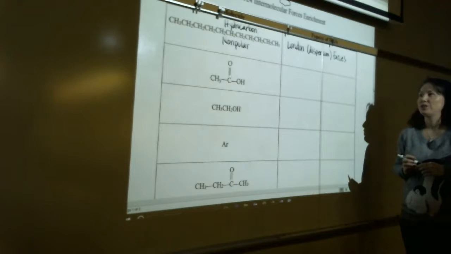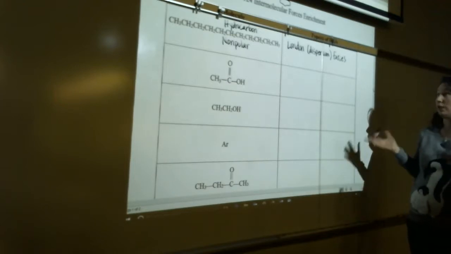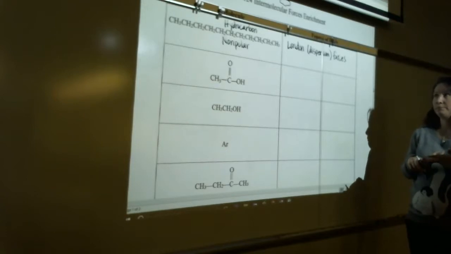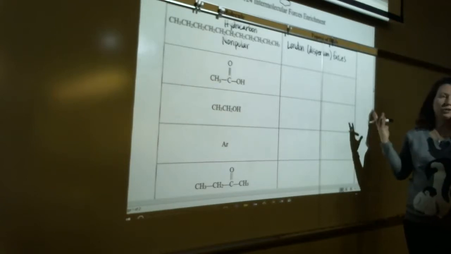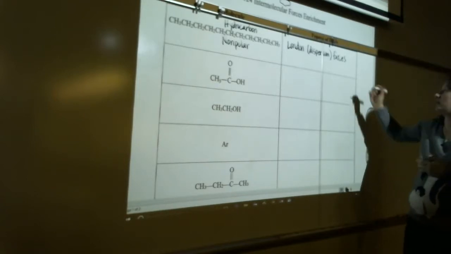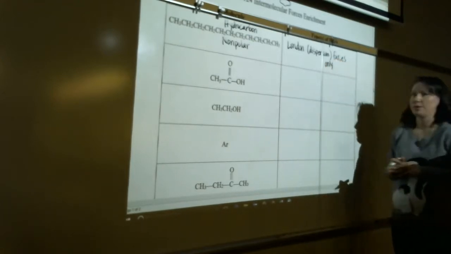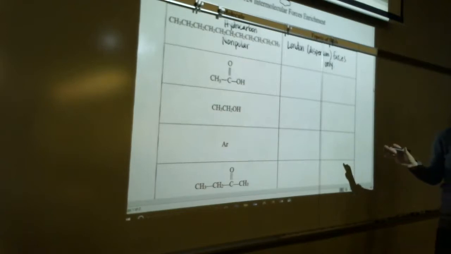So now you just need to ask yourself, is there anything in addition to London forces in this molecule? It's a hydrocarbon, that's nonpolar. So are there any IMFs in addition to this? The answer is no, right? So this is London forces only, nothing else. Everything's going to have London forces. You just then need to decide, is there anything in addition to it?